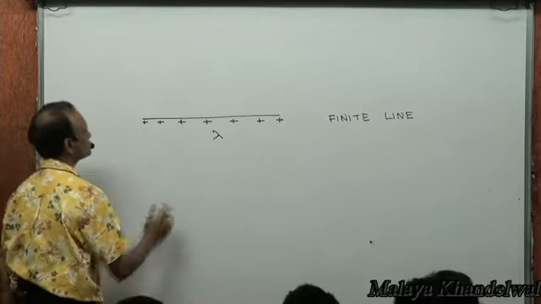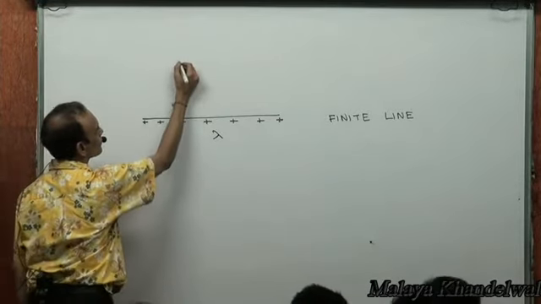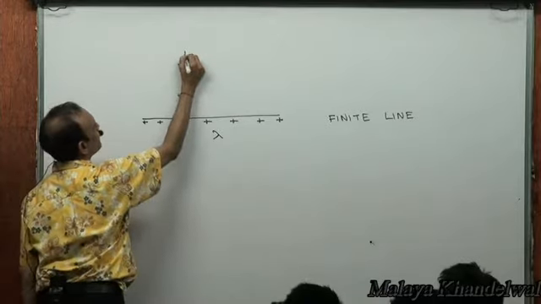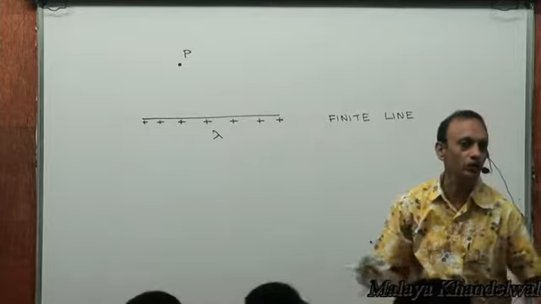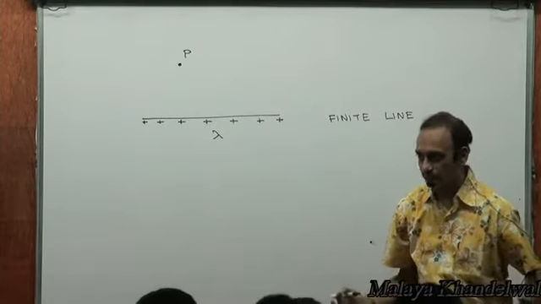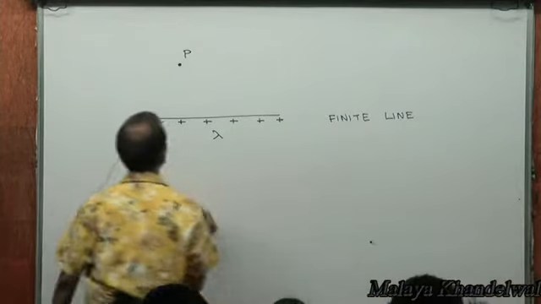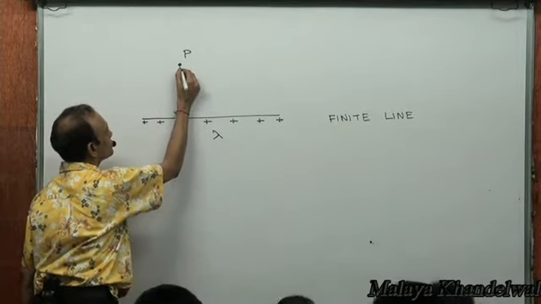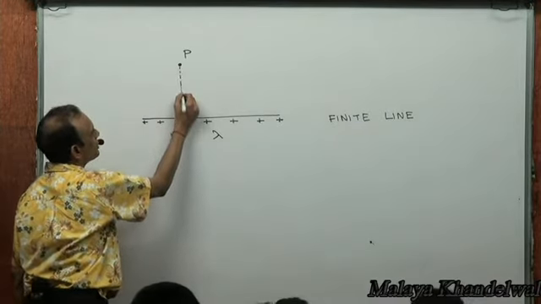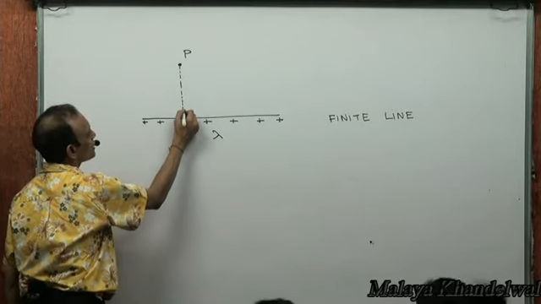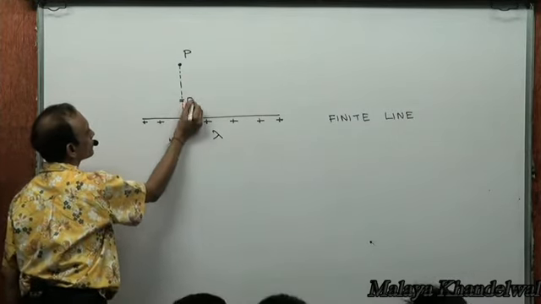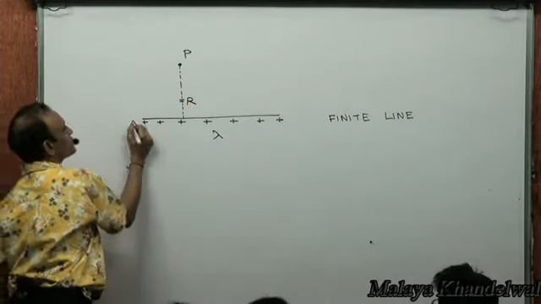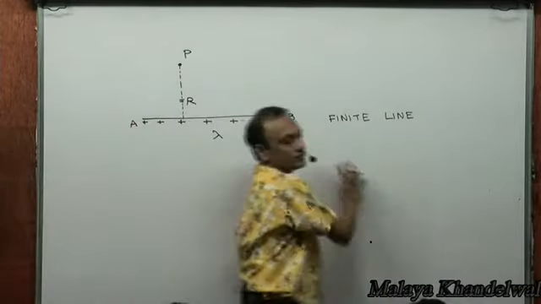Now, there is a point P, not symmetrically located with respect to the wire. The perpendicular distance of P from this line of charge is, say, R. These are the ends of the wire, the line of charge.